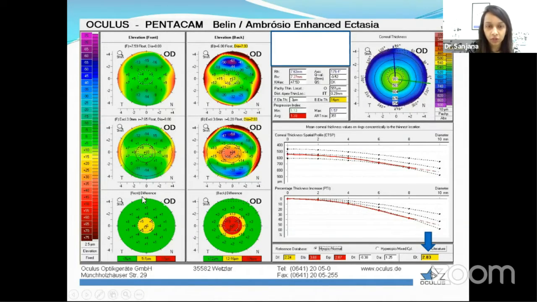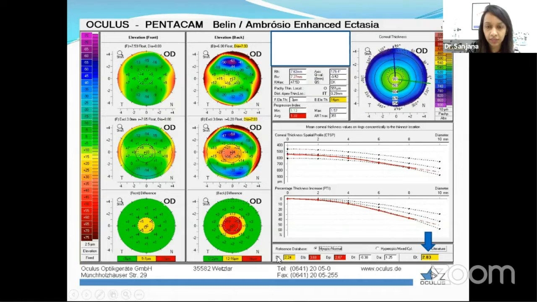Now, it is more important to look at this difference map. And again, there are certain values mentioned over here. If everything is in green, that means the difference is less than 5 and it's considered normal. Anything about 5 to 7 will be represented by yellow. And anything more than 7 is represented in red. So this is definitely considered abnormal, as in there is a significant amount of anterior and posterior elevation. So we have to be more careful while choosing the type of refractive surgery for such patients.